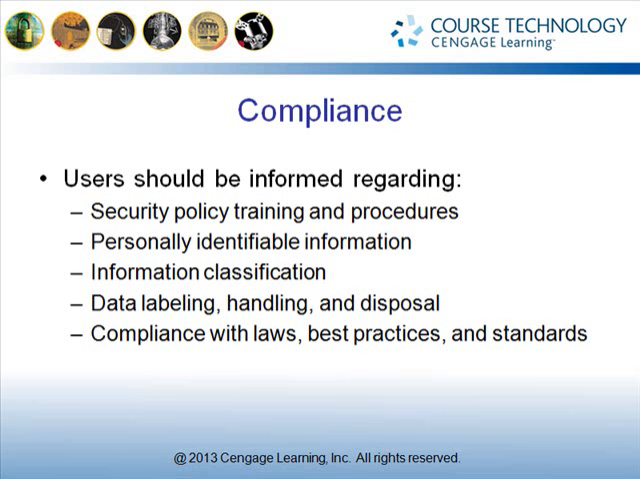Users should be made aware of personally identifiable information and the risk of not protecting that information, particularly if it belongs to customers and third parties. Information classification, data labeling, handling, and disposal. Again, users need to be made aware of how to handle and protect different types of data and how to dispose of equipment. And compliance with laws, best practices, and standards: users need to be aware of legislation that may affect the organization and its use and protection of customer information.